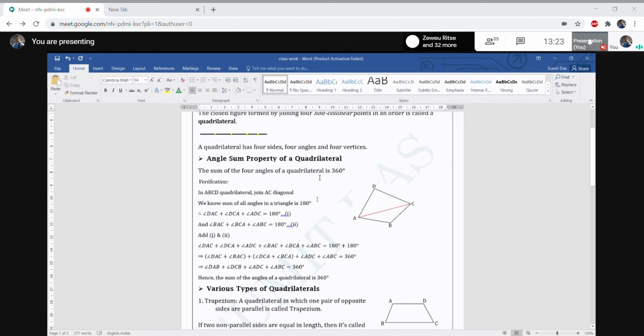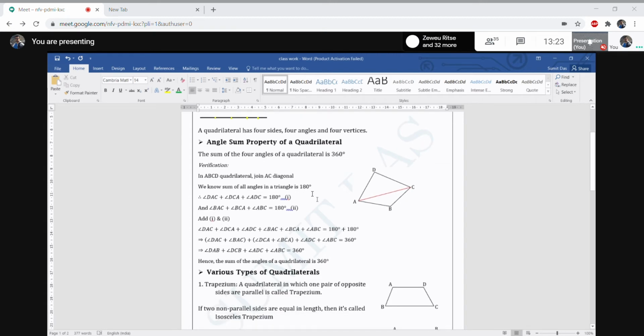Now come to the properties. Our first property is the angle sum property. In a quadrilateral, the sum of all angles is 360 degrees. Like we proved in chapter 7, in a triangle the sum of all angles is 180 degrees. Here also, same: in a quadrilateral the sum of all angles is 360 degrees.